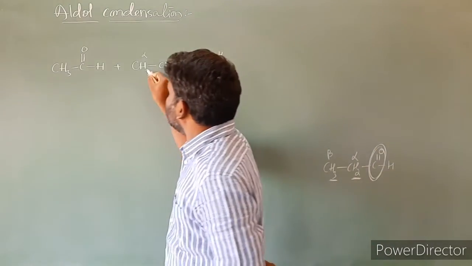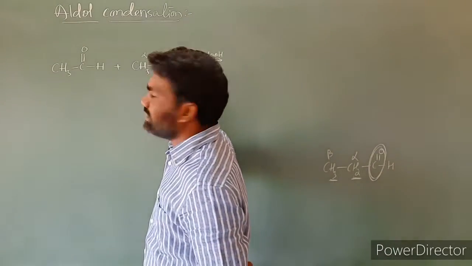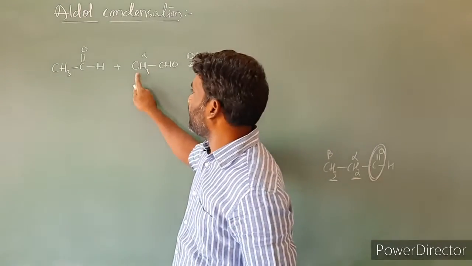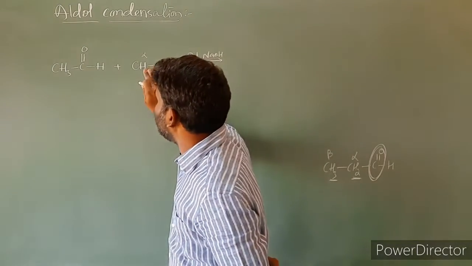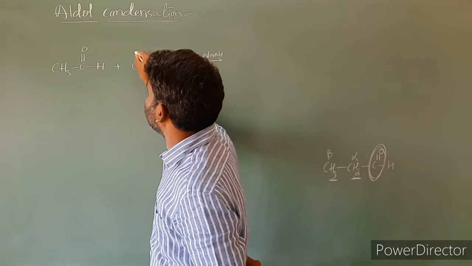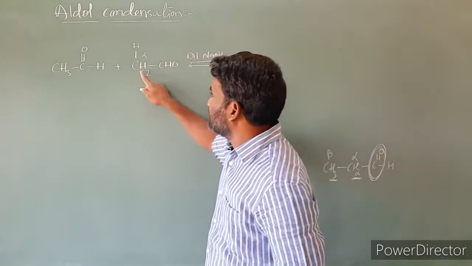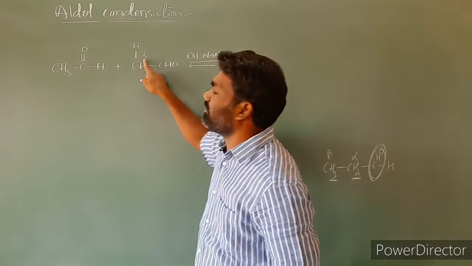How to write it? So this is the carbonyl carbon, this is the alpha carbon, and these hydrogens are called alpha hydrogens. There are three alpha hydrogens. I am labeling this as CH2H, the meaning remains the same, alpha carbon.